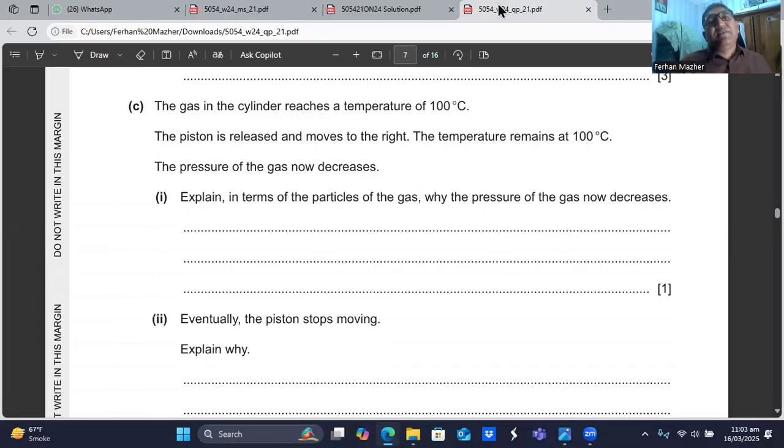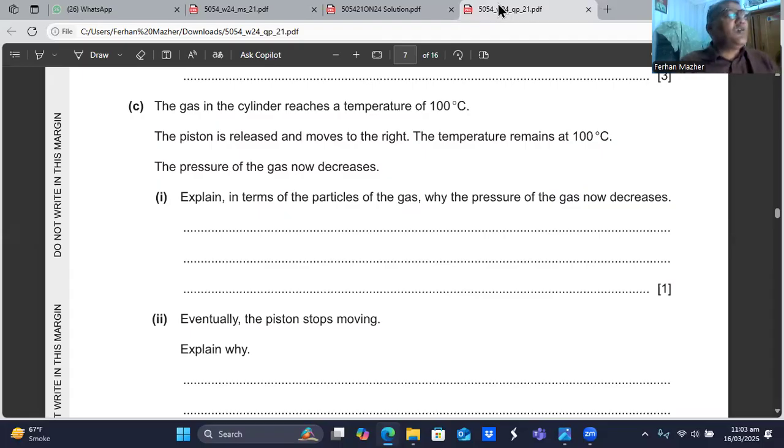Okay, question number 3C part. The gas in the cylinder reaches a temperature of 100 degrees centigrade. The piston is released and moved to the right. The temperature remains at 100 degrees centigrade. The pressure of the gas now decreases. Explain in terms of the particles of the gas why the pressure of the gas now decreases.